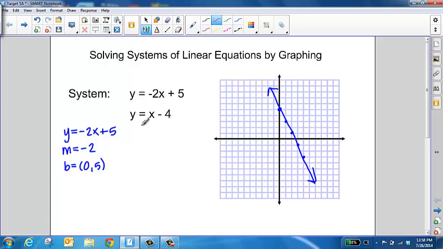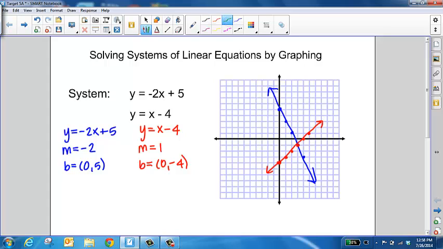Now the second equation is y equals x minus 4. So again, identify your slope, and in this case it's positive 1, and identify your y-intercept, which is (0, negative 4). And then again, you just want to graph that line. So you're going to start at (0, negative 4), and since your slope is a positive 1, you're going to go up 1 to the right 1, up 1 to the right 1. And you want to continue on again until your lines actually intersect with each other.